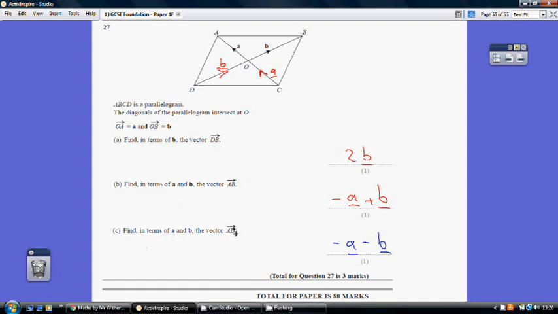Now for part C, we've got to go from A to D, from here to here. So we're going down this the wrong way, so that's a minus a, and then we're also going down here the wrong way, so a minus b: minus a, minus b. And again, just to clarify, because I didn't make it clear at the beginning, because we've been told that O to A is a, that O to A is the same vector as going from C to O, so C to O is also vector a. Similarly, because O to B is vector b, D to O is also a vector b. Same direction, same length.